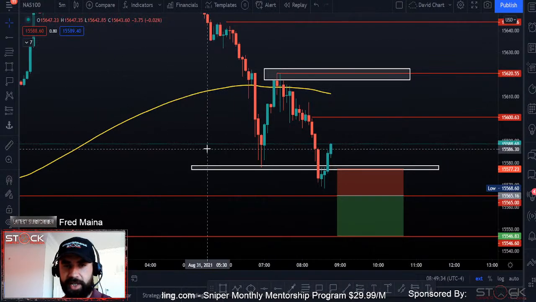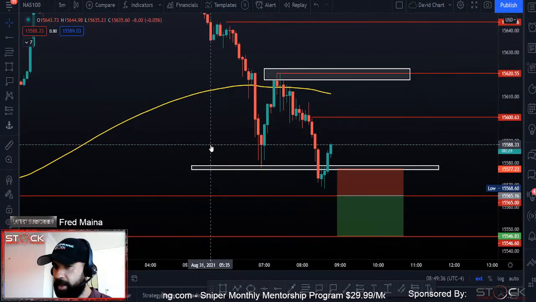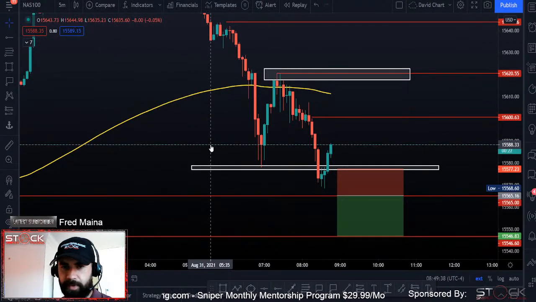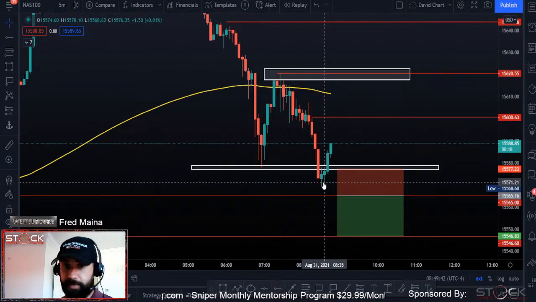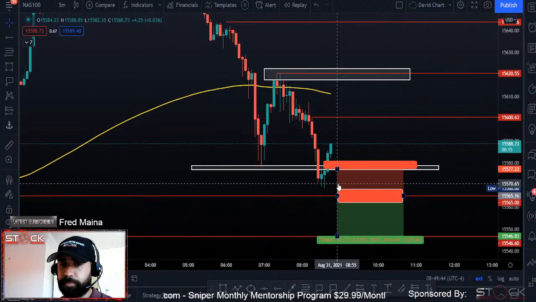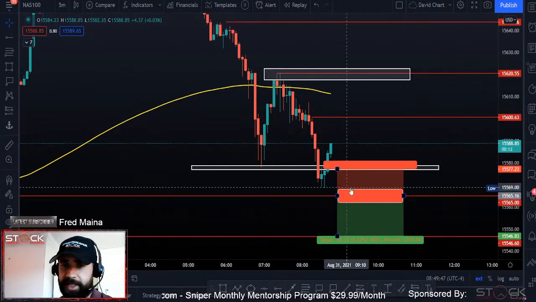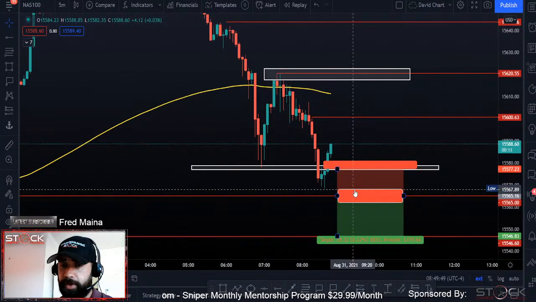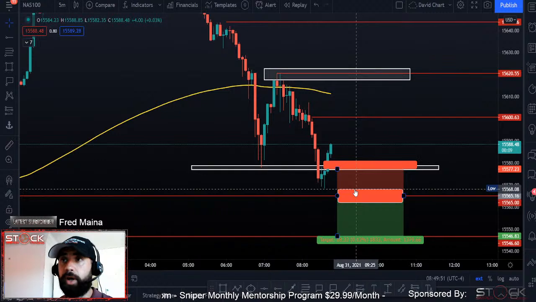You can see it's getting rejected right here at that 15,588 area. Starting to push. I'm not looking for anything just yet. If you scalp this, you totally could have. But keep in mind that, like I said, 9:30 will humble you, so maybe not be holding through it.